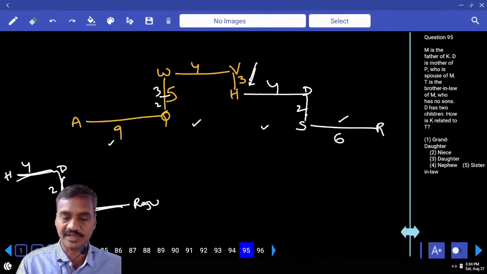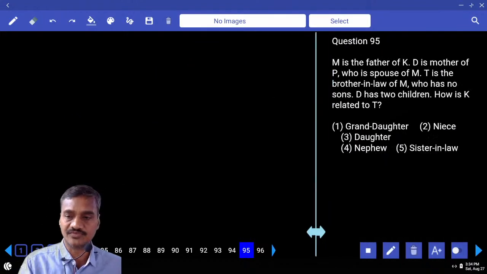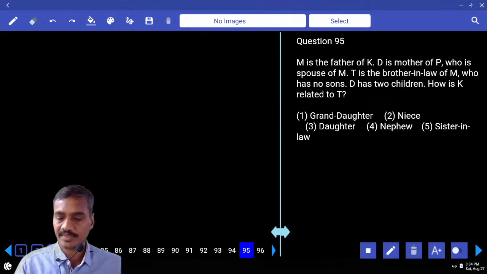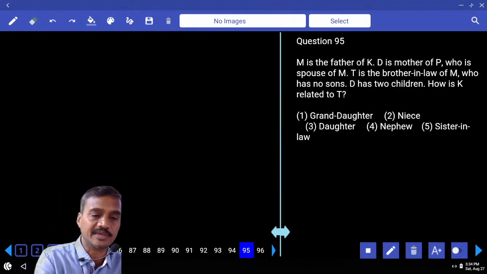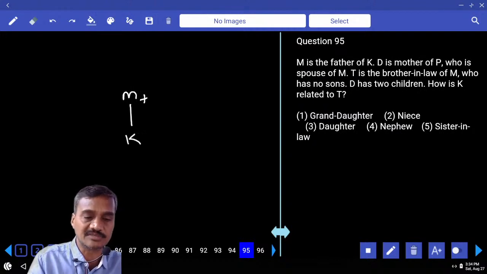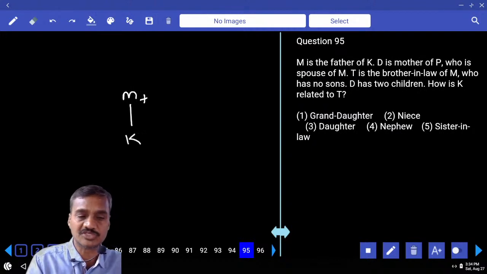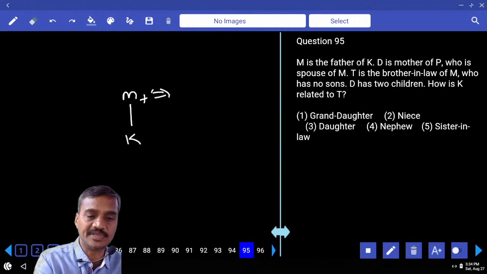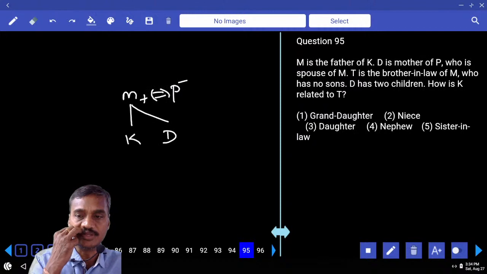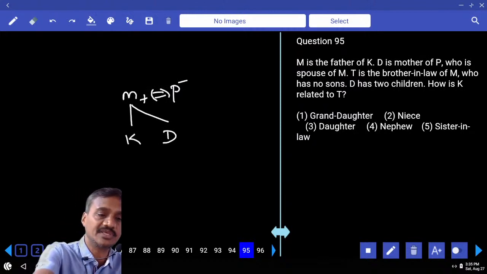Next, question number 95. Now this 95 is based on blood relations. M is the father of whom? M is the father of K. And D is the mother of P. P is the spouse of M. Now D is the mother of whom? D is the mother of P. Now P's mother is D.